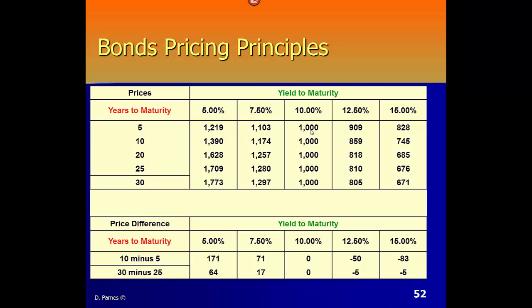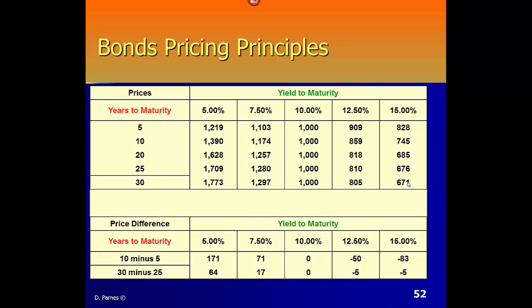0 is obviously 1,000 minus 1,000. Minus 50 is 859 minus 909. And minus 83 is 745 minus 822. 30 minus 25 are the gaps, the differences in prices between two long-term maturity bonds. Once again, $64 you receive by subtracting 1,709 from 1,773. And so on and so forth.